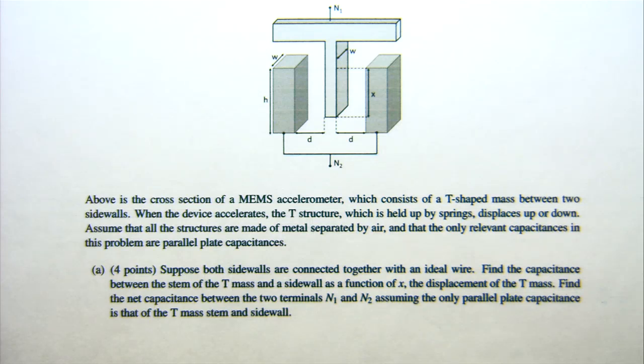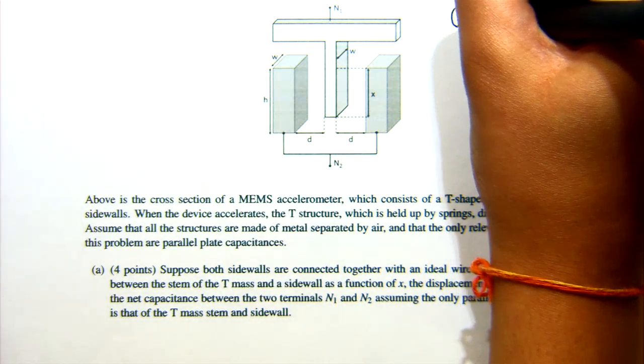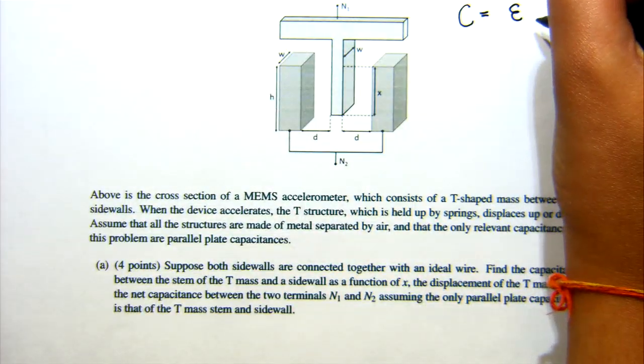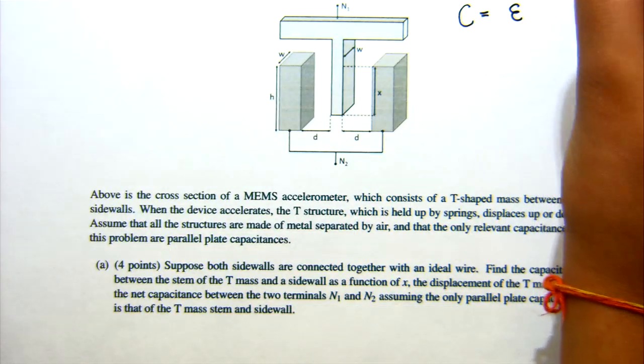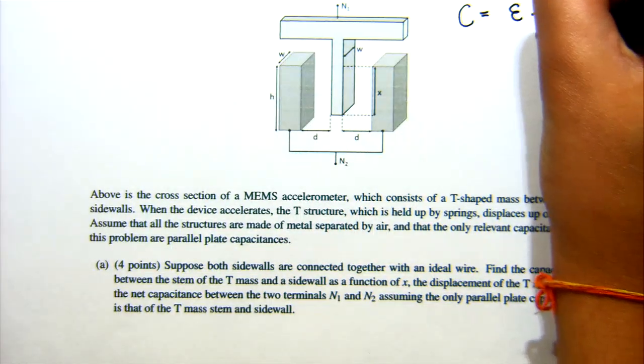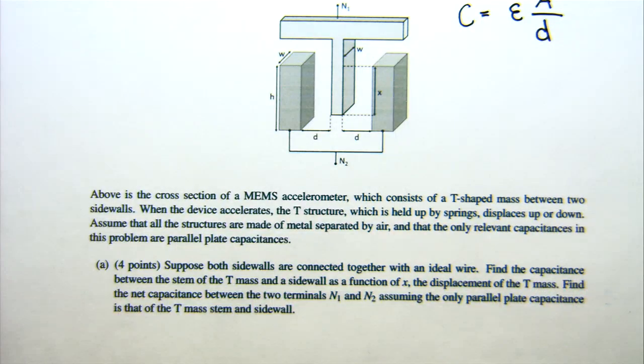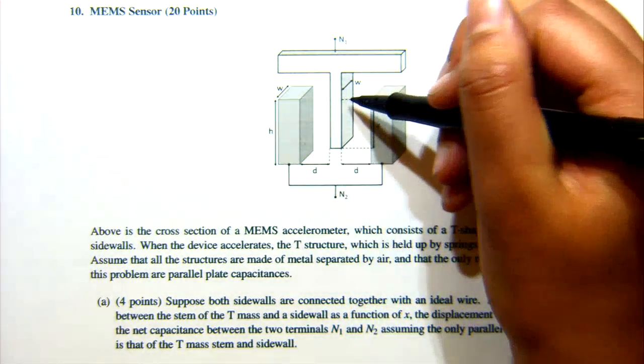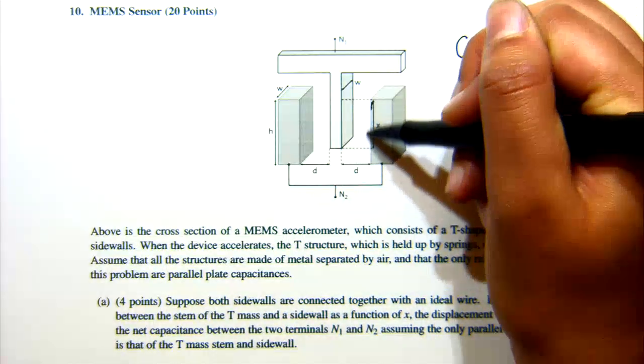So, we may remember that for a physical capacitor, we have this handy way of finding it, where C is equal to epsilon, the permittivity of the space between it, times A, the surface area of the plate, over D, the distance in between. So we want to figure that out for this given device. First we're trying to see where this capacitance is. They say it's between the stem of the T-mass and the sidewall. So this right here is the stem of the T-mass, and this is the sidewall.